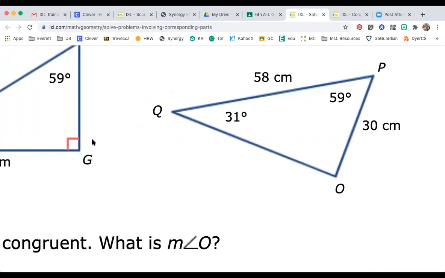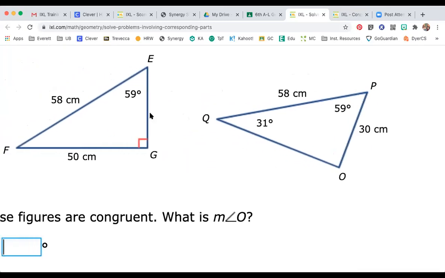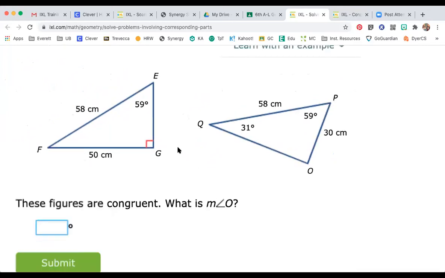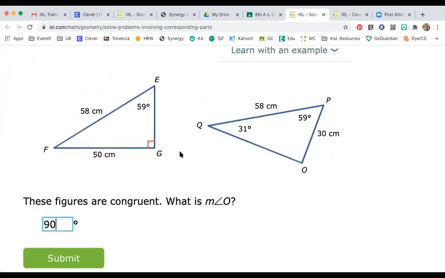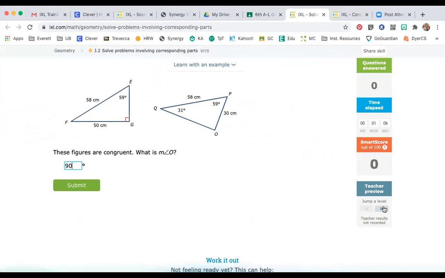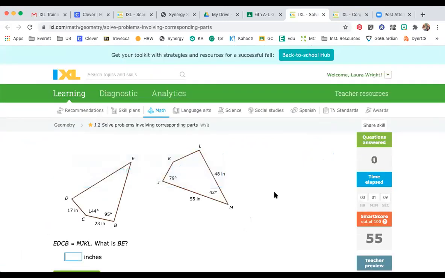Or if you know that you have both triangles and you don't want to subtract, you could go, well, here's 59 and here's 59. Those clearly match, P and E. Well, so then I've got Q and O. Q is 31, G is 90. So it's clearly not Q and G. It must be Q and F, and then G and O. So if the measure of angle O is equal to the measure of angle G, it should be 90 degrees. Okay, so a little bit more thought, but not necessarily hard.